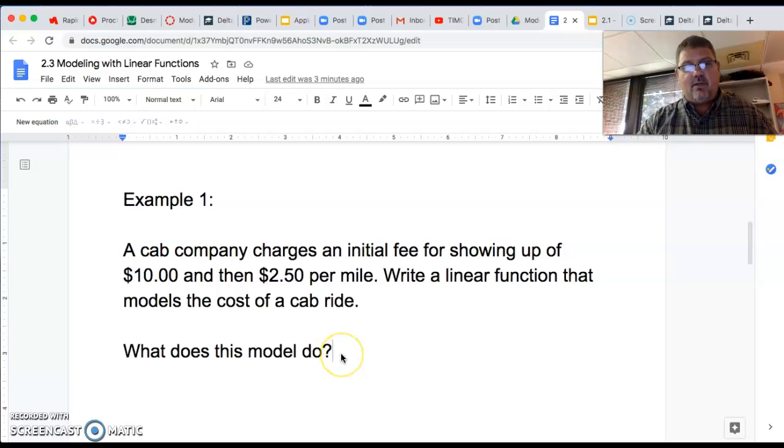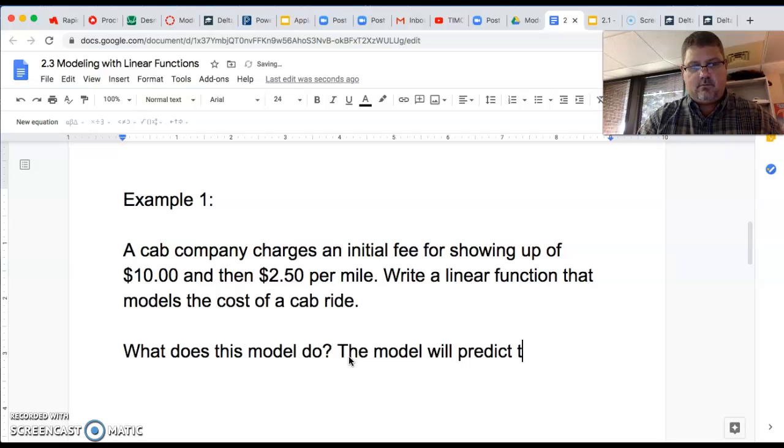So that's the question I think really should be answered before you build your model. And the model will predict the cost of a cab ride, right? The model will predict the cost of a cab ride.